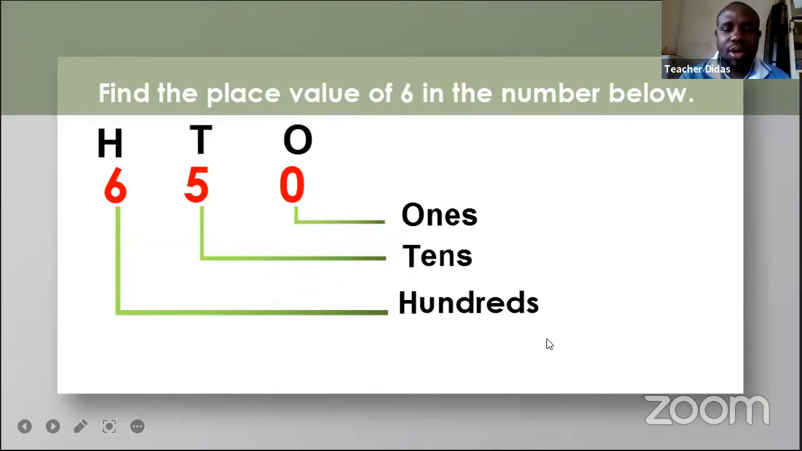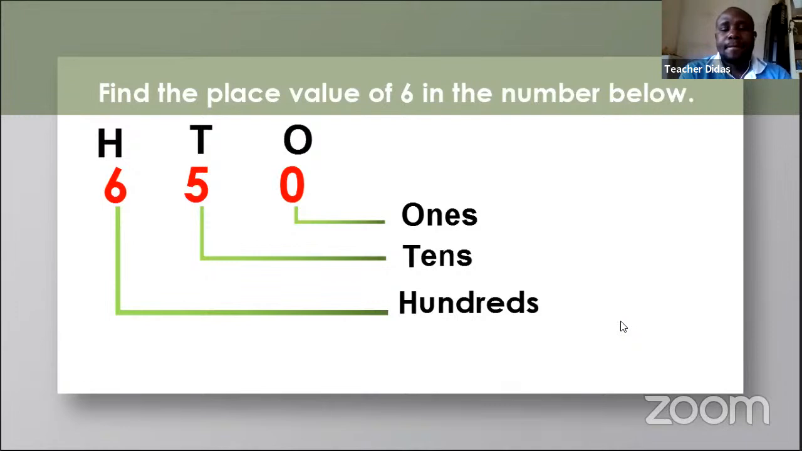So who can tell me what is the place value of 6? Gabriela? Yes, please. Tell me, what is the place value of 6? The place value of 6 is 100. Is it 100 or is it hundreds? 100. It's supposed to be hundreds. Say the place value of 6 is hundreds.